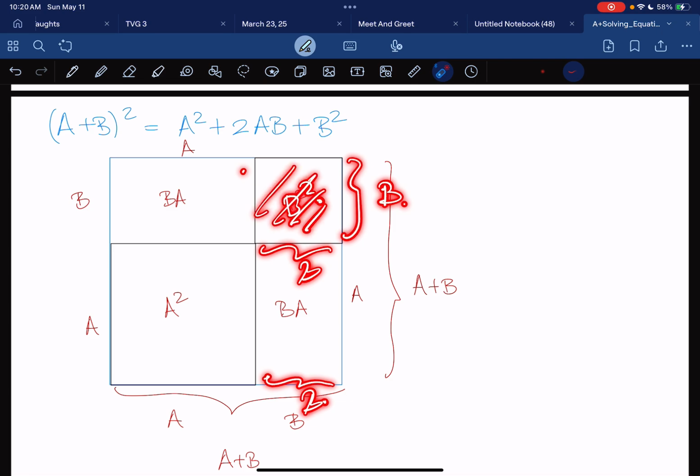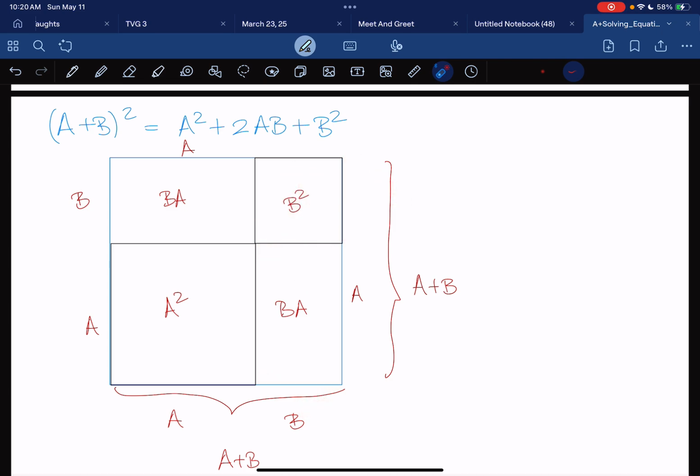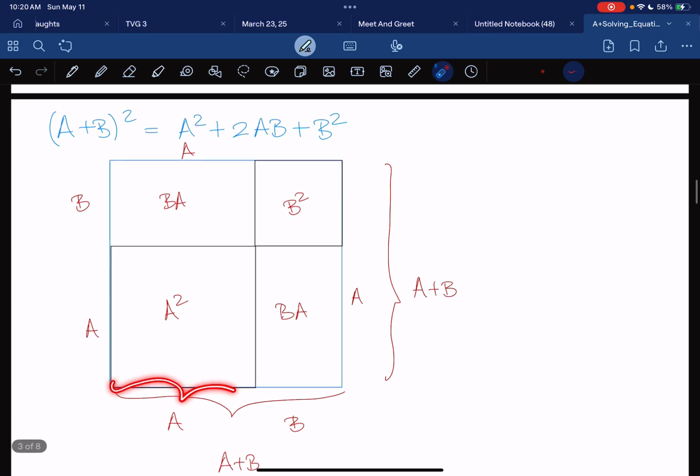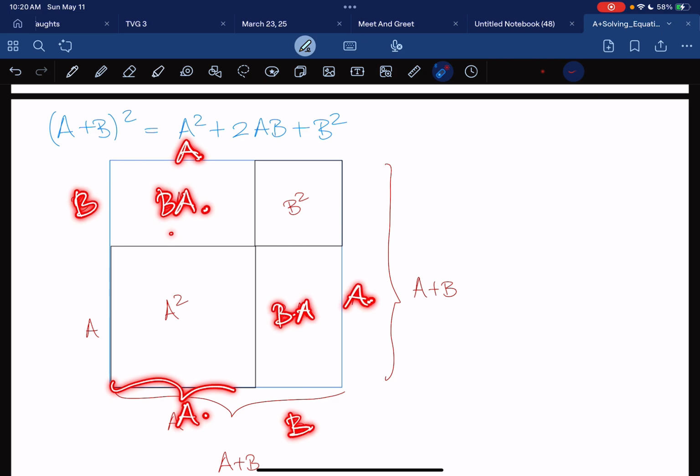Okay? And now we have these other side rectangles. So this other side rectangle, remember that our base of a squared is a. So then we have this base a, and our height is going to be b. So our area is b times a. And the same goes for here, right? Our height is a, our base is b, we have b times a.